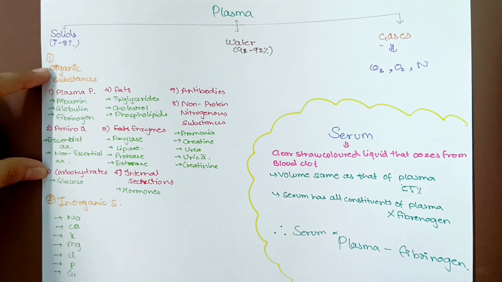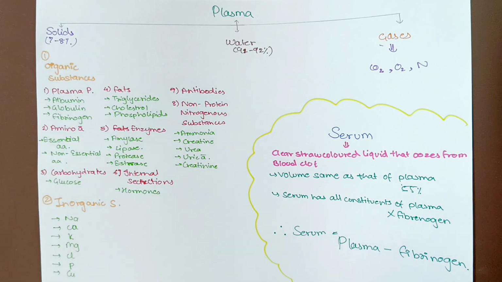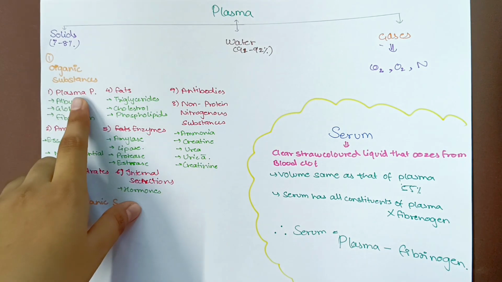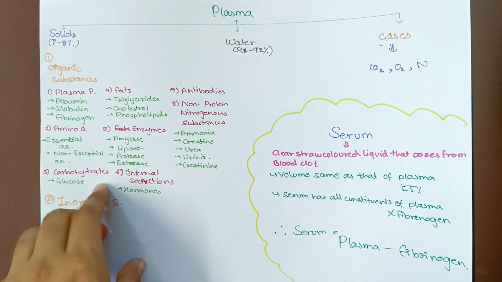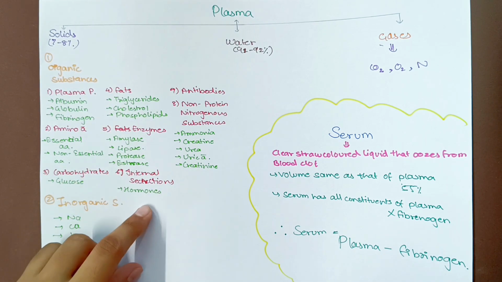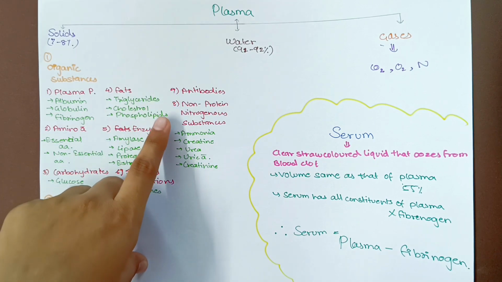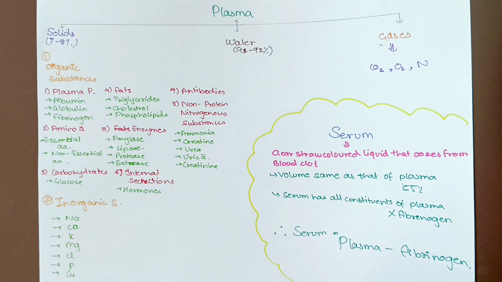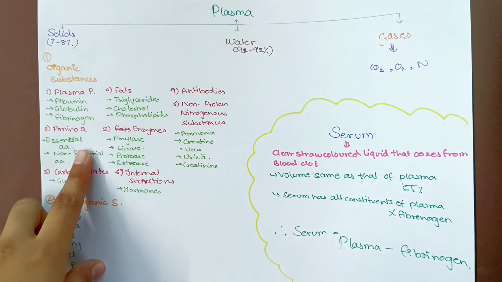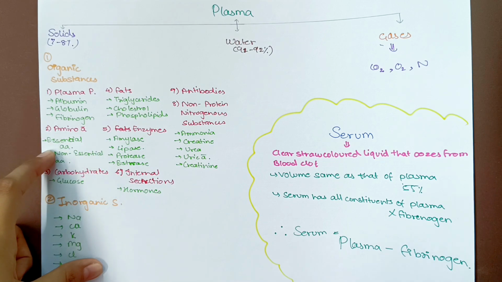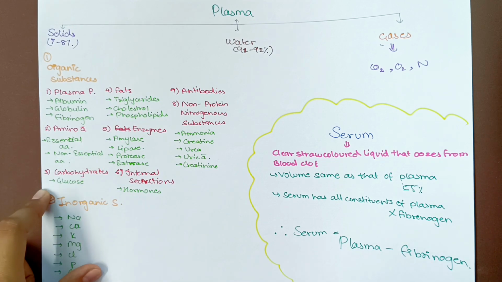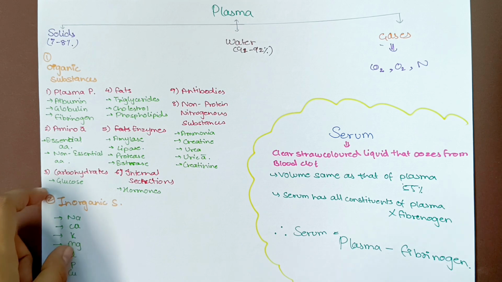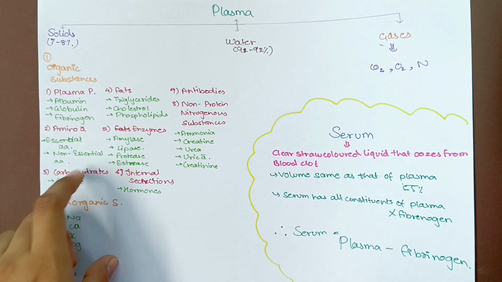Now the organic substances. What are the organic substances that we have? Plasma proteins, amino acids, carbohydrates, fats, enzymes, internal secretions, antibodies, and non-protein nitrogenous substances. So what are the plasma proteins? Albumin, globulin, fibrinogen. These are all the plasma proteins in our plasma. Then what are the amino acids? The essential amino acids and the non-essential amino acids. What are the carbohydrates? Glucose is the carbohydrate that we have in our body. This is very basic.